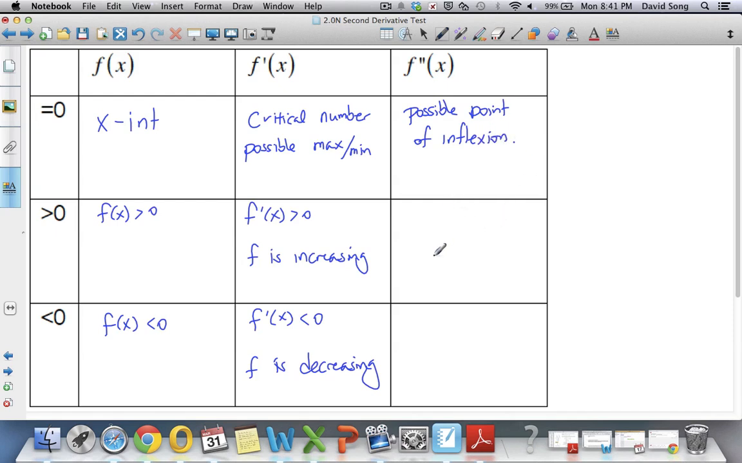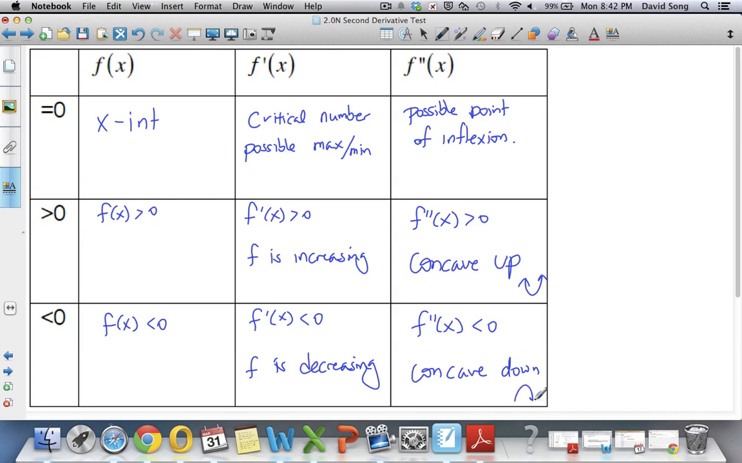If to the left and to the right of this point the concavity doesn't change, then that's not a point of inflection, right? They have to change from concave up to down or down to up. If your f double prime is positive, then f is concave up. And if f double prime of x is negative, then it's concave down. So your graph here looks something like that, and here it looks like that.